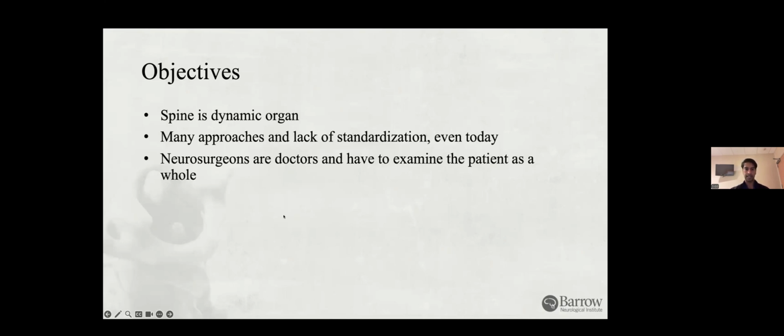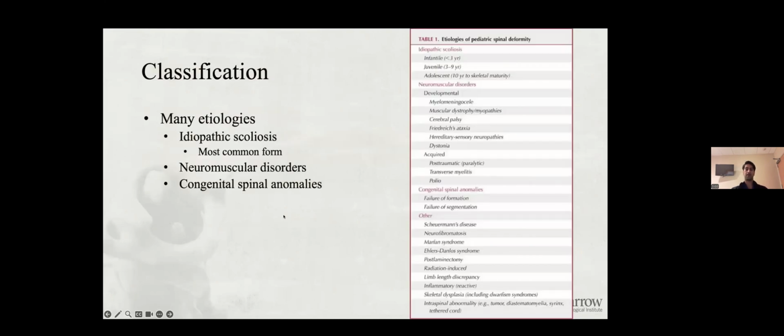So with that being said, we start with the classification of pediatric deformities. The one that most of our members in the audience will hear most often is going to be idiopathic scoliosis, and that's mainly because it's the most common form. But just as a 5,000-foot view, there are lots of other forms as well.